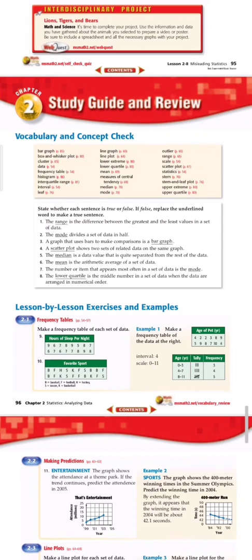Frequency table. Make a frequency table of each set of data. 9. Hours of sleep per night. 10. Favorite sport. Example: make a frequency table of the data at the right. Age of pet, interval 4, scale 0 to 11.